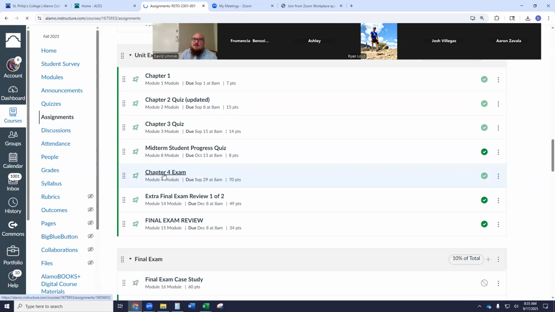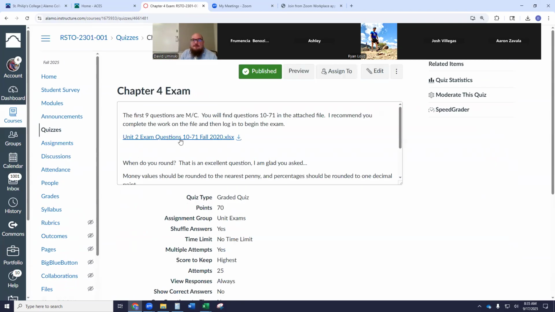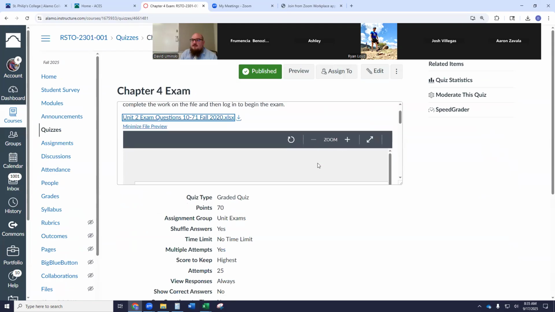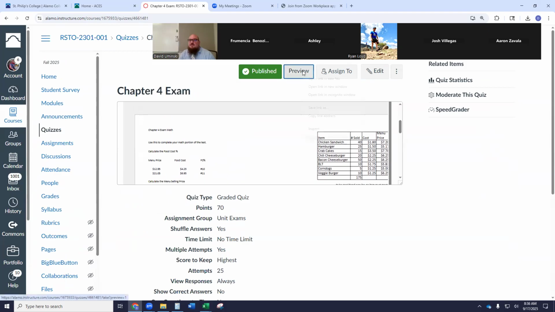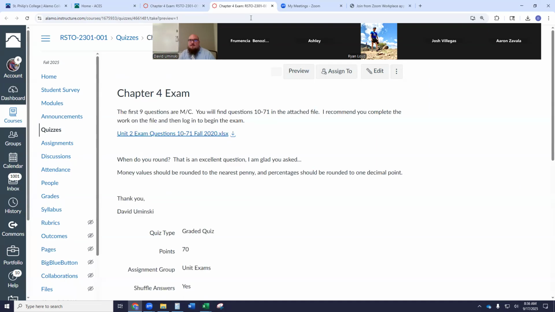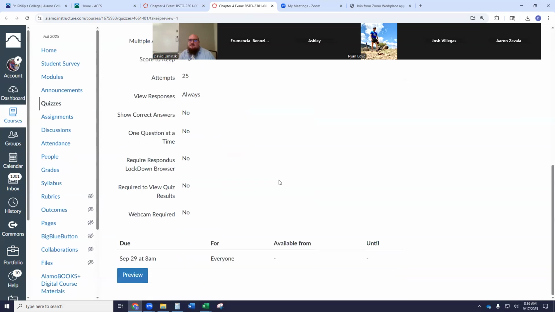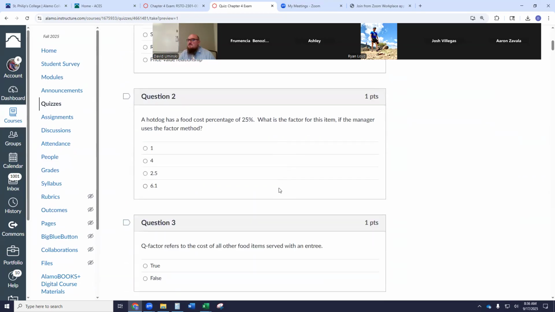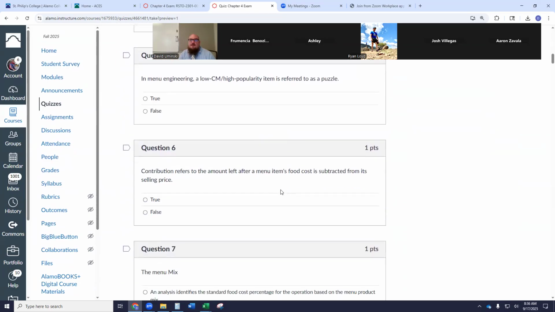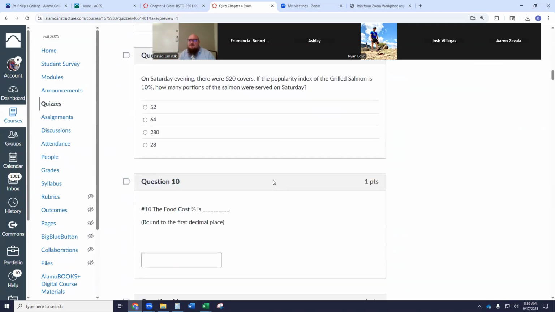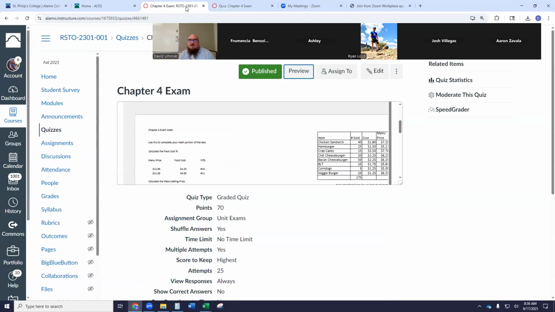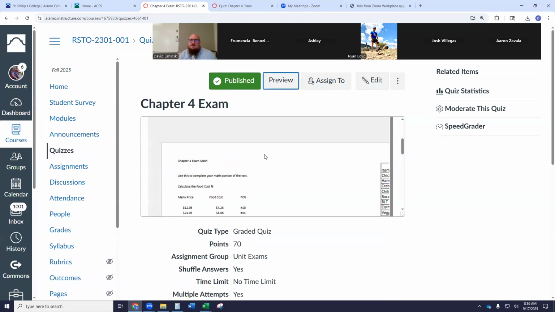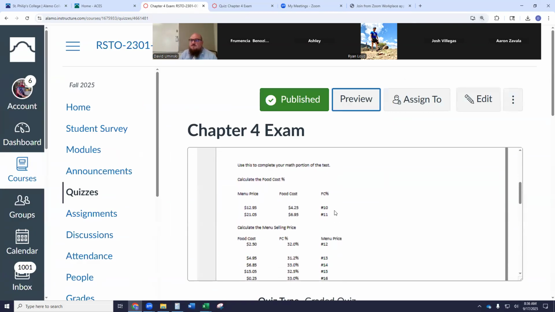On the chapter 4 exam, you're going to download the assignment, the Excel assignment. The first 9 questions of your chapter 4 exam are going to be multiple choice. Then, once you get to number 10, you're going to look at the sheet right here. And this is where you're going to see number 10.